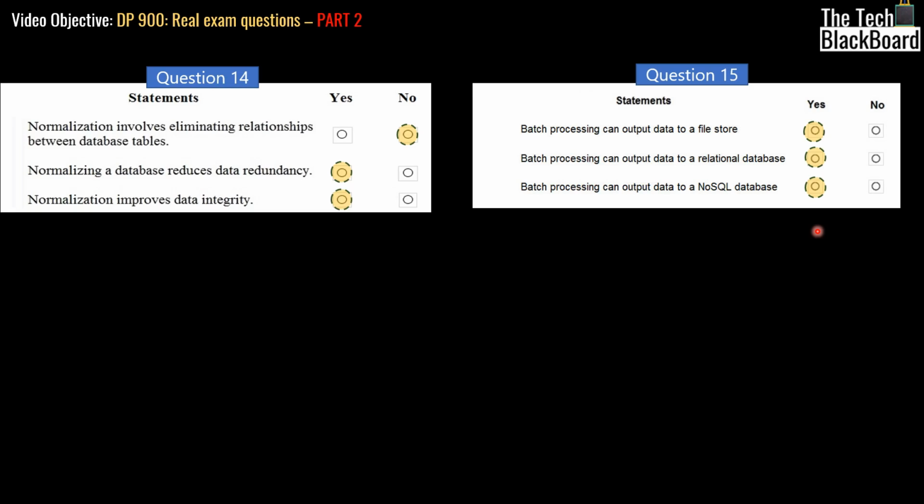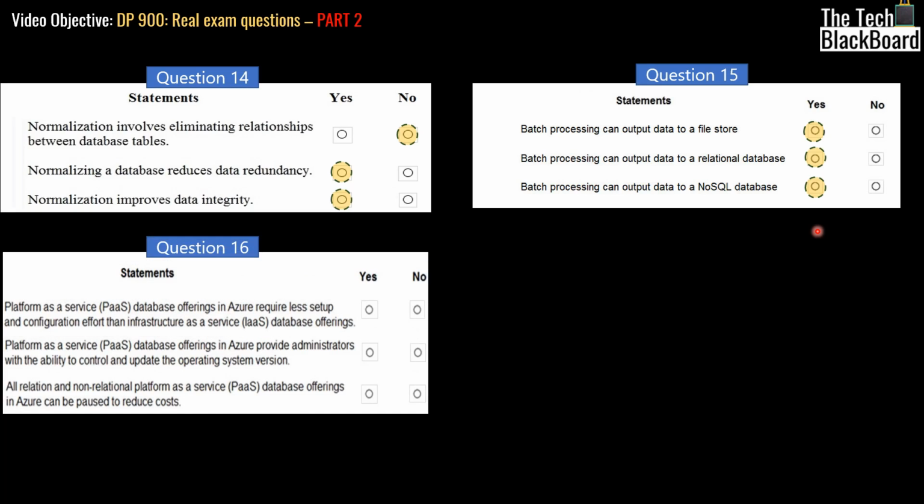Let's move to our question number 16. Our question number 16 is related to PaaS services. PaaS services means platform as a service. So let's look at the first statement. The first statement says PaaS data offerings in Azure require less setup and configuration effort than infrastructure as a service, or IaaS, data offerings, database offerings.